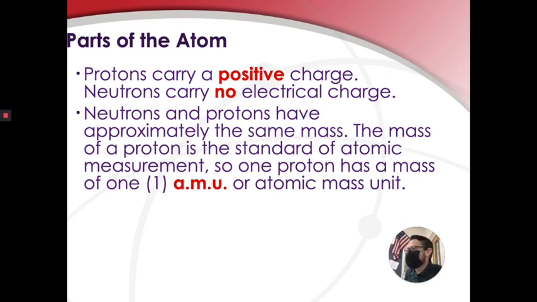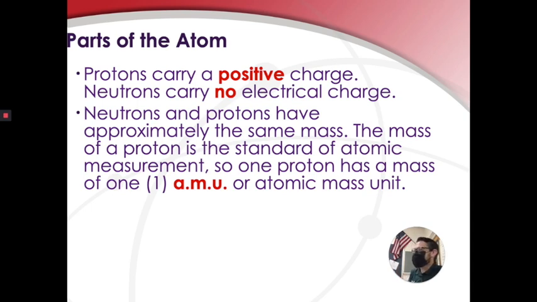Two particles that are found in the nucleus are your protons and your neutrons. Protons have a positive charge, so think about protons, positive, both start with P. And then neutrons have no charge. Neutrons are what we describe as neutral. Okay, so think of neutron, neutral.